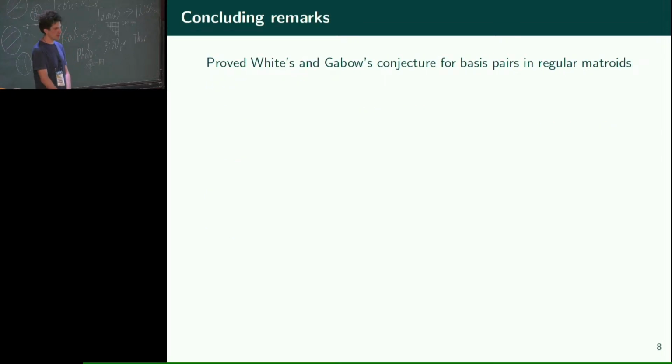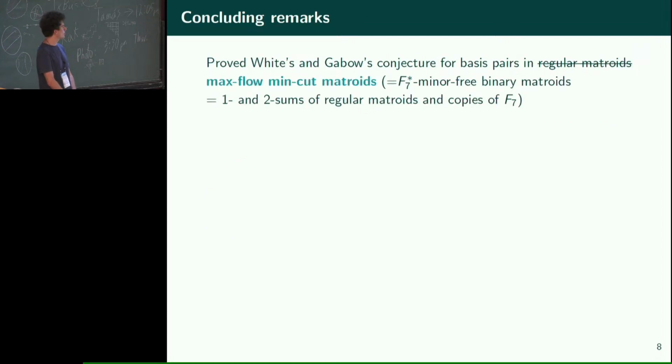Okay, so to conclude, here are some remarks. Actually, we proved this conjecture for a superclass of regular matrices, but regular matrices are more well known. The same proof worked for the so-called max-flow-min-cut matrices, because there is also a structural theorem for them that they can be obtained from regular matrices and copies of the Fano matrix by 1- and 2-sums, and everything works also for this class.